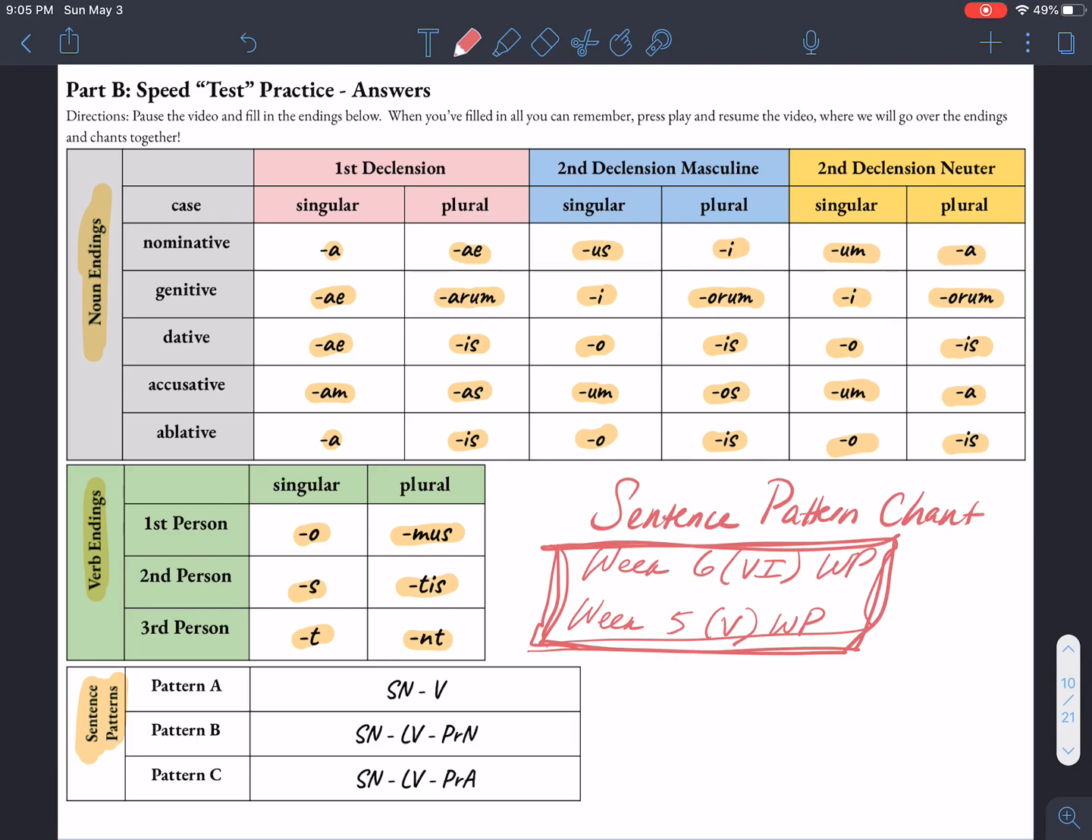So anyway, if you're ready, we're going to do the sentence pattern chant. That's what I did a little earlier during the quiz. You know how this goes, so please sing it with me, or say it, I guess.